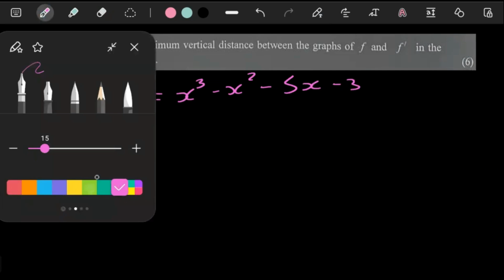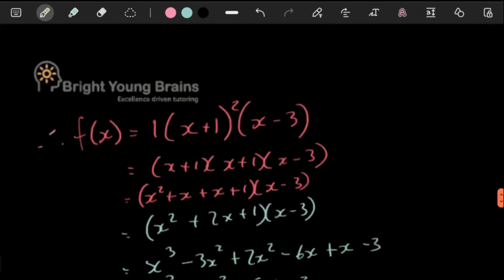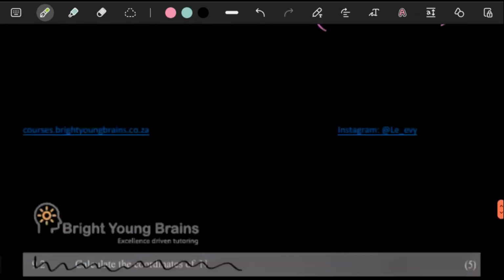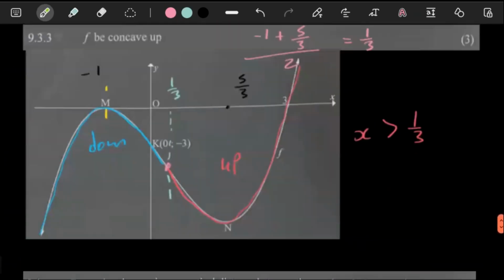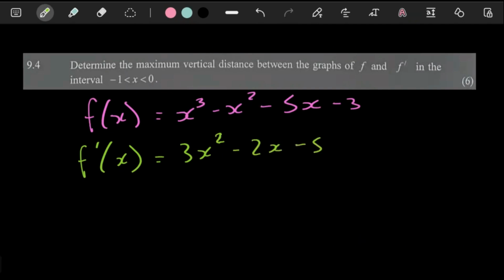Anyways, here we are. Minus 5x minus 3. I'm just double checking that's the correct equation, because it's easy to write it wrong. So anyways, let's differentiate and get the equation of f of x. But anyways, let me stop rambling. So this is the first derivative. This is the f of x graph. They say determine the maximum vertical distance between these graphs in the interval -1 and 0.